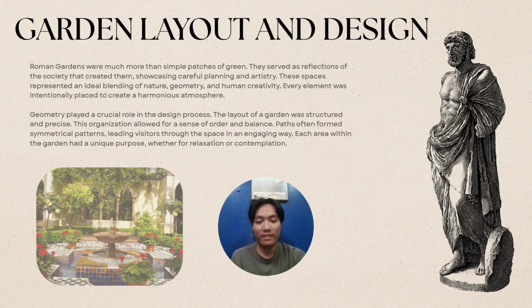So now we go to the next slide, about garden layout design. Roman garden design focused on geometry and structure. The layout was very organized, with symmetrical beds and planting spaces. Each area had its own purpose, such as leisure or working. This careful planning creates harmony between nature and human design.